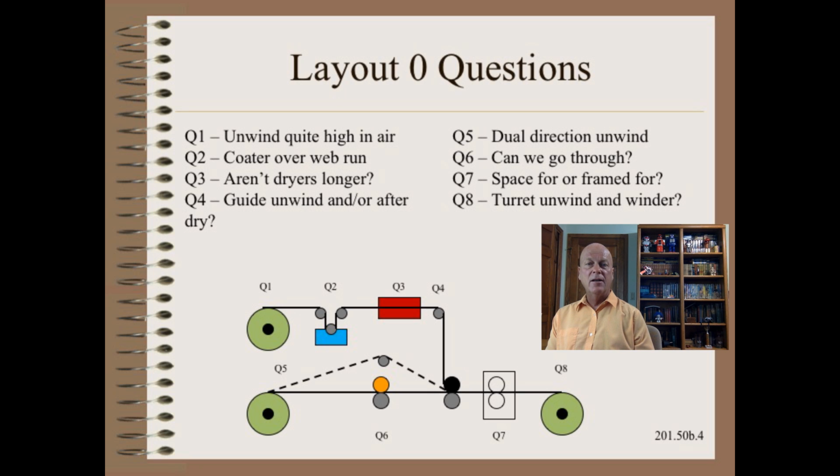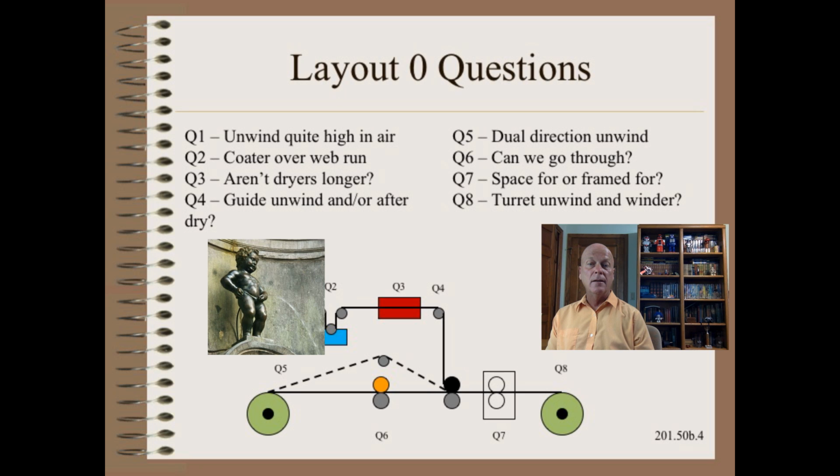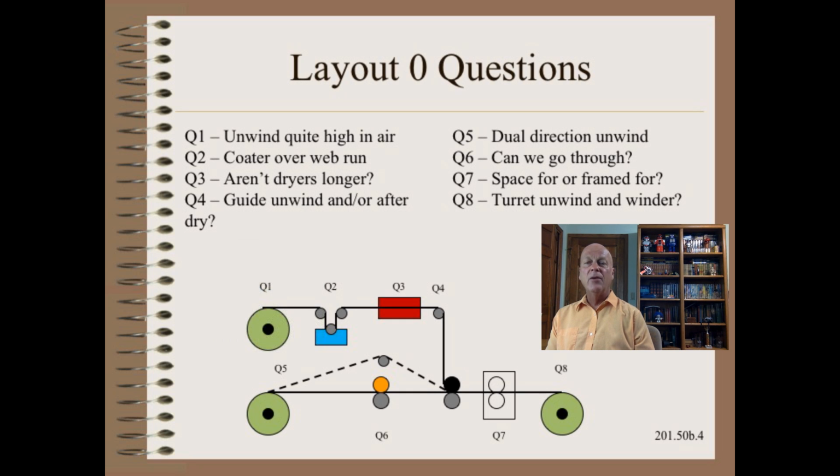Worse yet, the coater and presumably the operators would then be working over web number 2. It is usually a design sin to have much of anything over the top of a web run except the ceiling, and that is to reduce the level of contamination to the web product. So we decide that leg number 1 must be brought down to ground level.